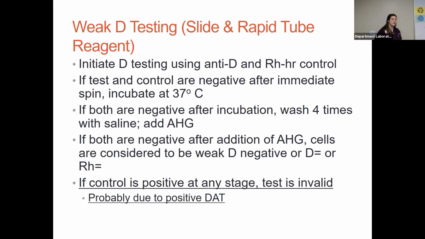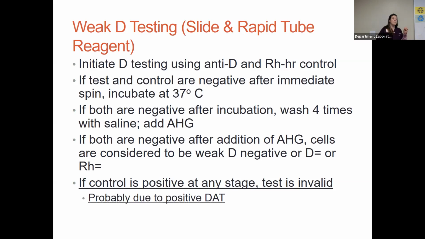You're going to wash 4 times, either by hand or using a cell washer, and then you're going to add AHG. Spin and read for agglutination. Remember, when you add AHG, you're going to read macroscopically for agglutination with your eye. And if it's negative, you're going to confirm it under the microscope. We're going to look for microscopically positive agglutination. If you get a positive reaction at AHG in your patient D tube, then you call your patient weak D positive, Rh positive. If you get a negative reaction in your AHG tube, then your patient is called Rh negative.